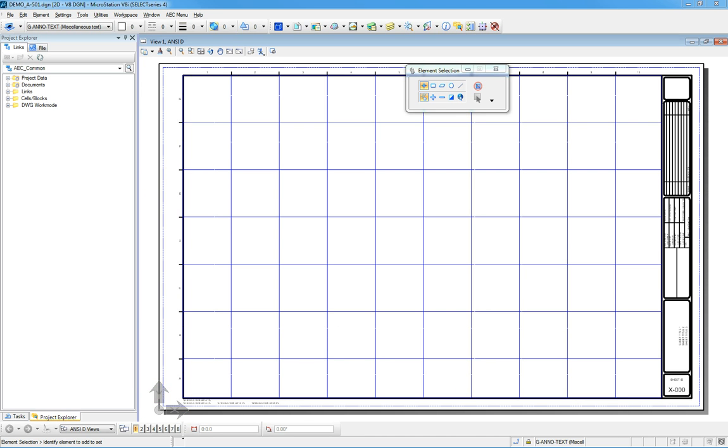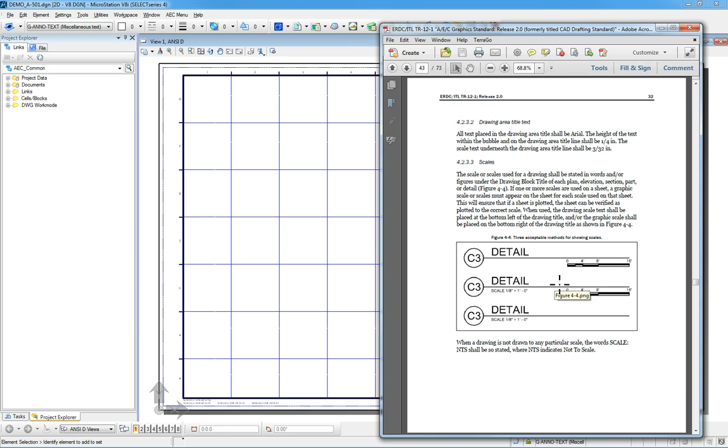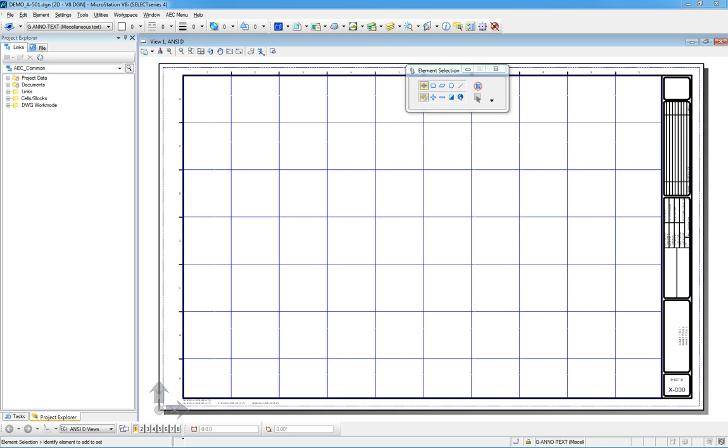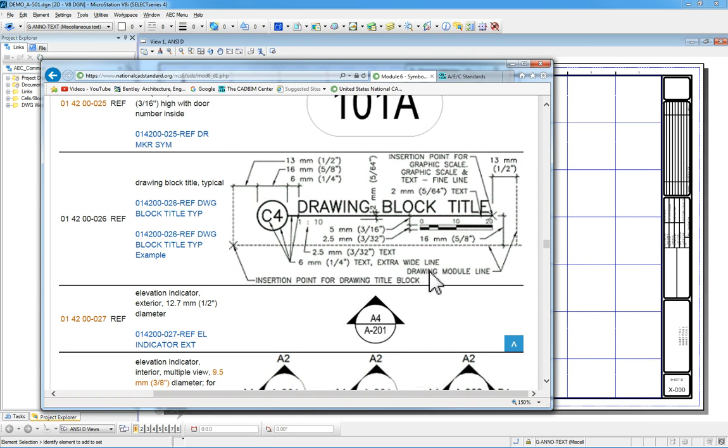Placing drawing area titles can be kind of tricky. If you look at the AEC CAD standards, they're pretty specific about the way they should look. And if you look at the National CAD standards, it's essentially the same philosophy. They're very specific about how you lay out a drawing area title.